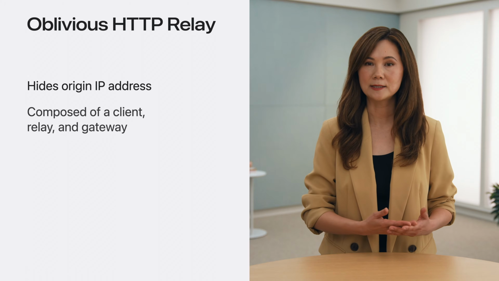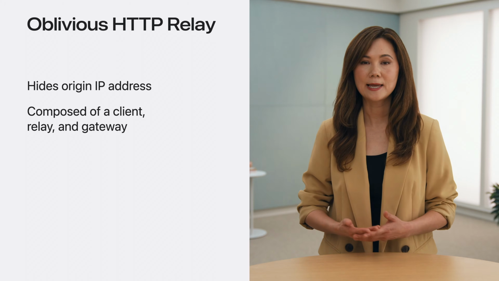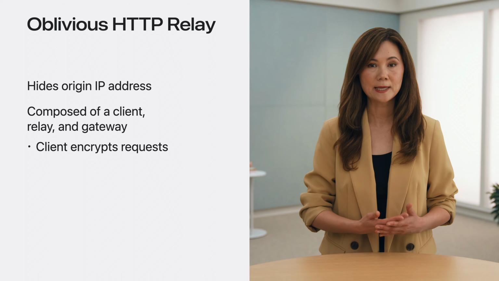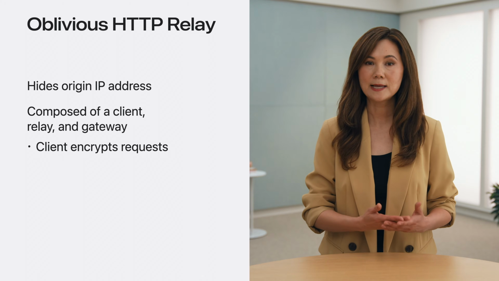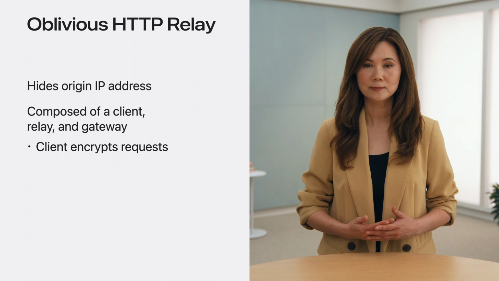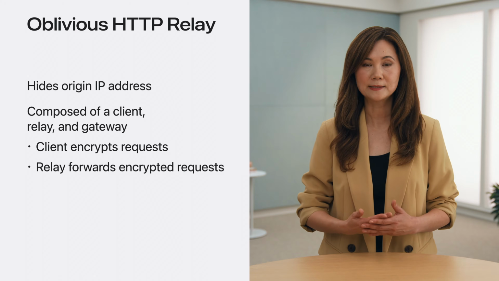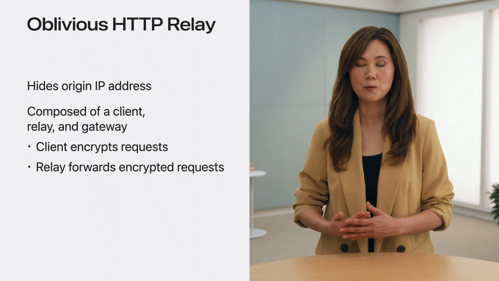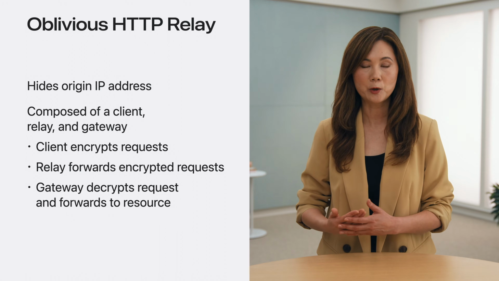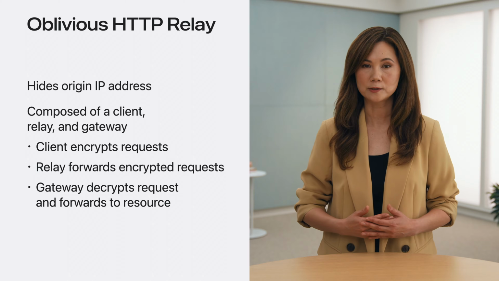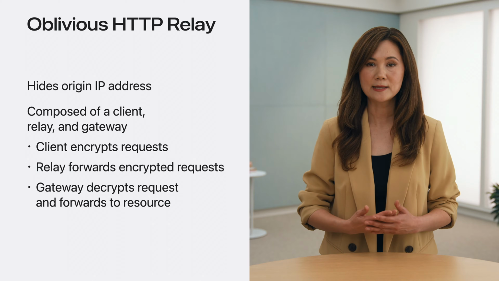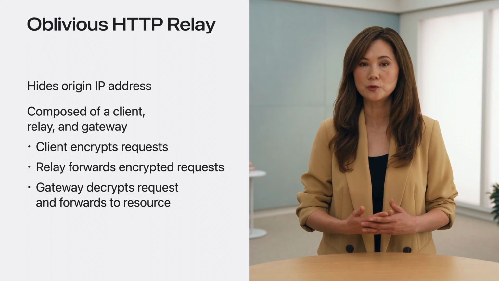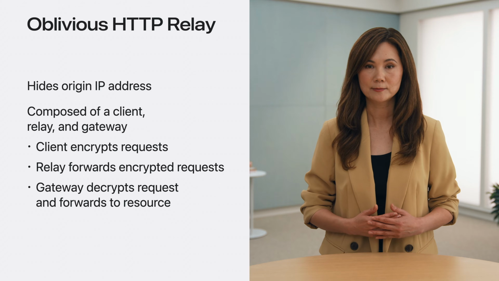It has three entities: the client, the relay, and the gateway. The client encrypts requests using the public key of the gateway. It then sends the encrypted request to the relay. The relay removes the client's IP address from the incoming request and forwards the request to the gateway. The gateway decrypts the request and sends it to the target resource. The relay doesn't learn anything about the content of the request, while the gateway and the target resource don't know where the traffic is coming from.